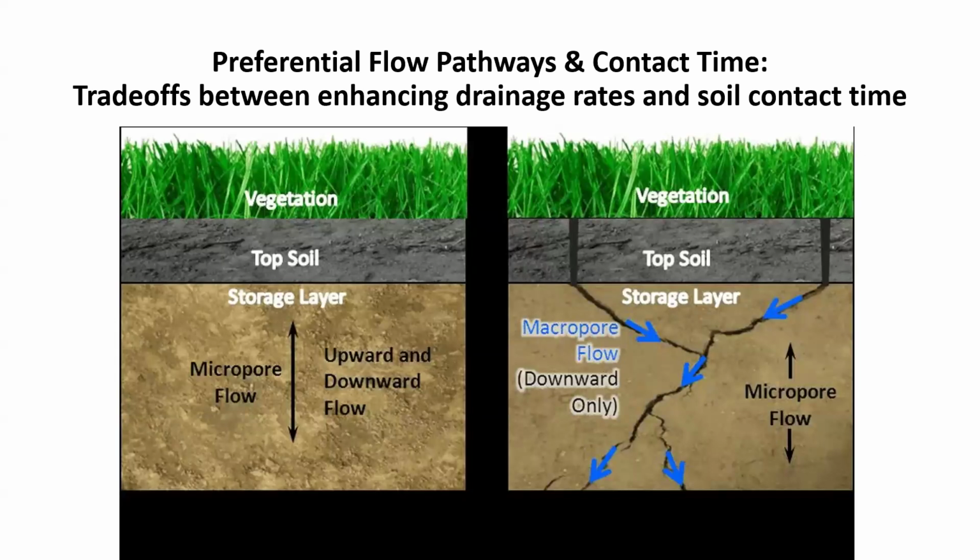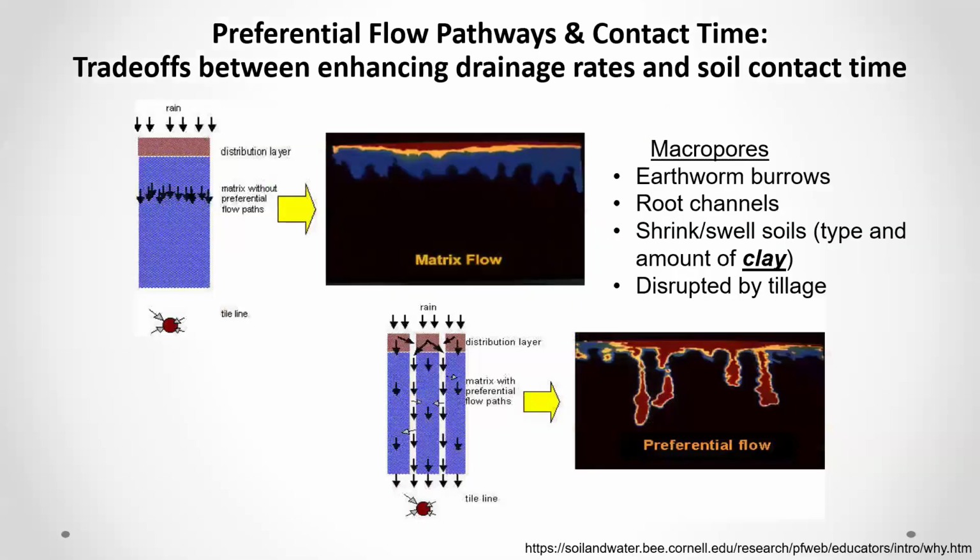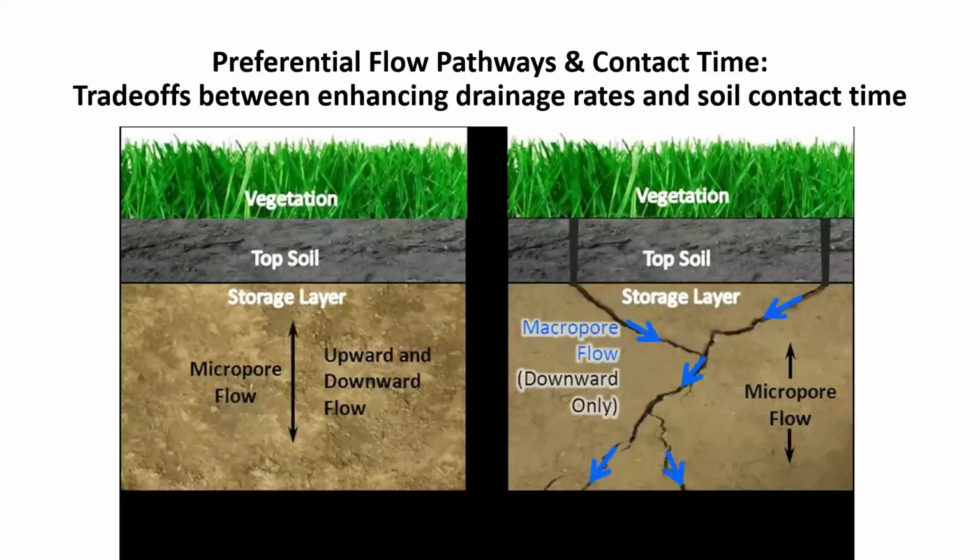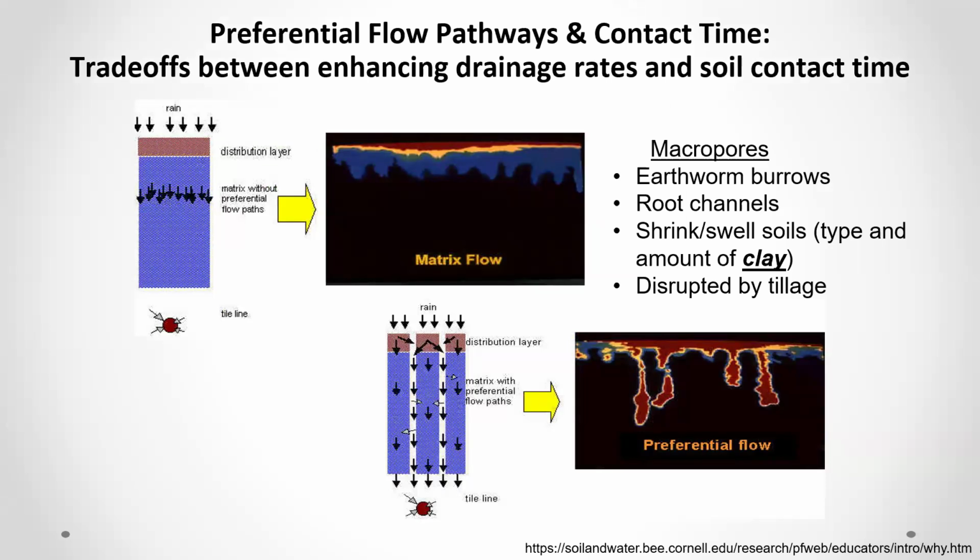Another risk factor that we see is preferential flow pathways, and this can really impact what type of water we are getting into our tiles. So right here on the left, we have our matrix flow, or the uniform soil profile. In contrast, here on the right side, we see what happens when we get some cracks forming in the soils. Probably most of you have walked through a field and seen some of these cracks right underneath your feet. That's what happens when the soil starts to dry out.